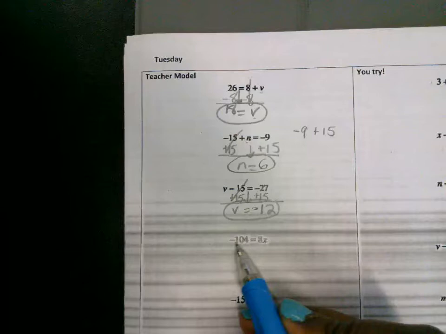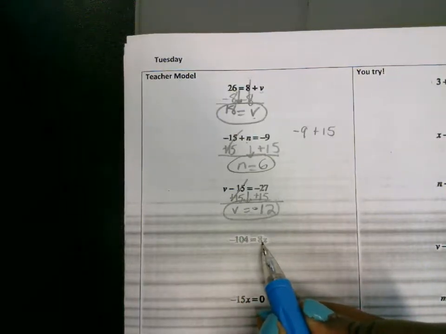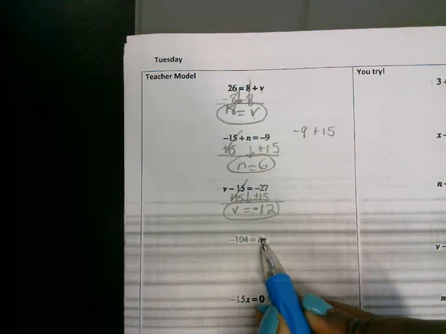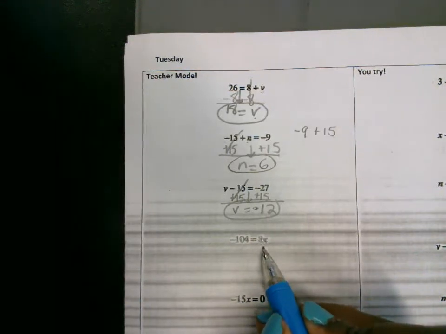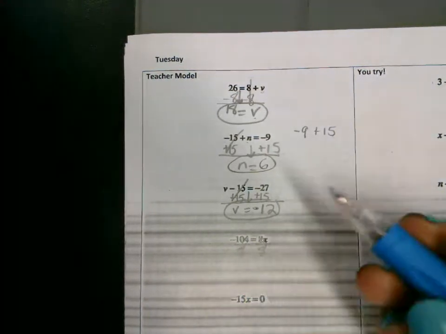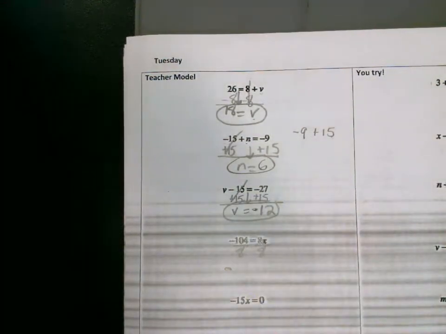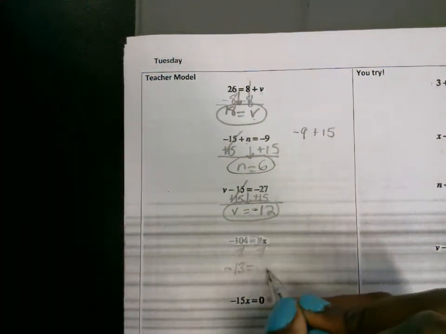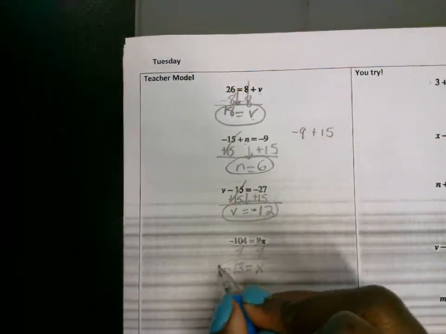All right, these look a little different. This is 8x. The operation that's automatically between a number and a variable is multiplication. So in order to get rid of the 8 that's attached by multiplication, you have to do the inverse or opposite of multiplication, which is to divide. So we're going to divide by 8 on both sides. A negative divided by a positive is going to give me a negative answer. 104 divided by 8 is going to give me 13. So this is negative 13. 8 divided by 8 is 1, so this is 1x or just x.